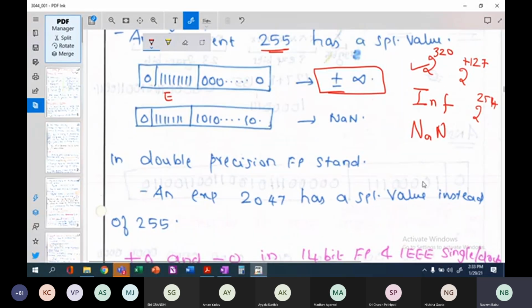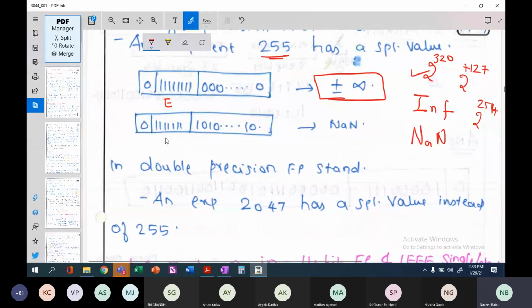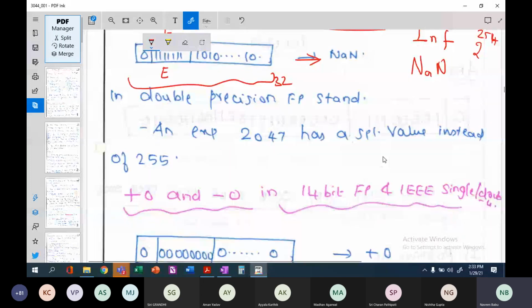Okay, so if all your exponent bits are 1111, and your significand bits have alternate ones and zeros, then you will see an output representing that it is not a number. This is for single precision, where your total bit size is only 32. But in the case of double precision, your total will be 64 bits. In that case, the format is slightly different.